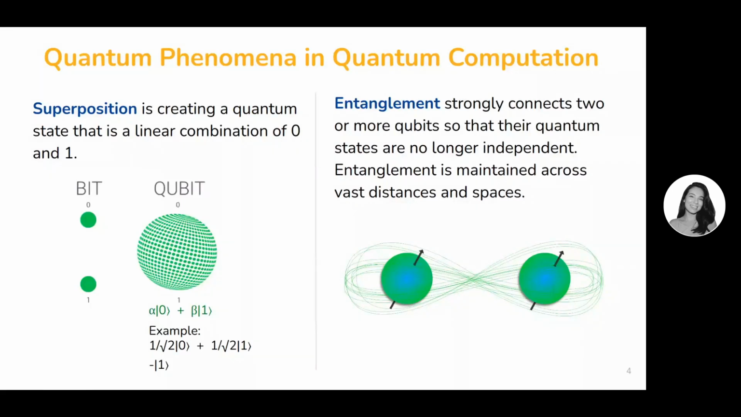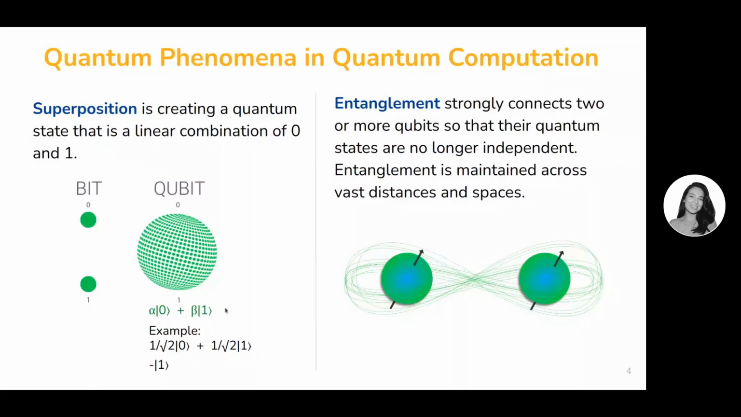So let me start with superposition. Superposition is creating a quantum state that is a linear combination of 0 and 1. It's common knowledge that the bit, which is the classical unit of information, can only have one value at a time. The bit can be either 0 or 1 at a time. However, the qubit can be in a linear combination of the states 0 and 1. Generally speaking, it is written as alpha 0 plus beta 1.